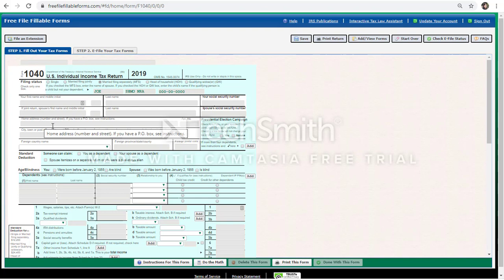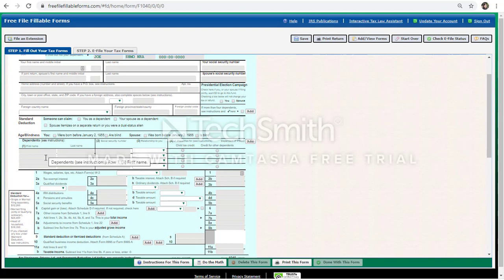But it needs to be an address where you get mail. Usually for most people, that's going to be their home address. You can put in any dependents here. If you have dependents who were over the age of 17, there's probably no point in putting them in here. If those people can still be claimed, they're eligible to be your dependent.